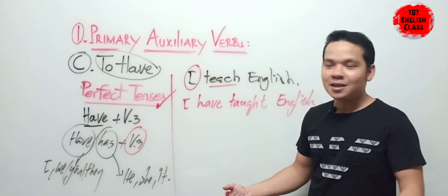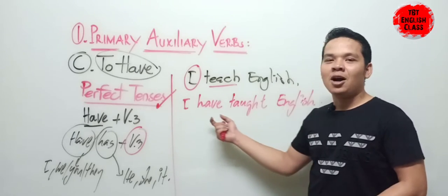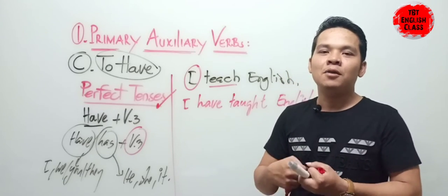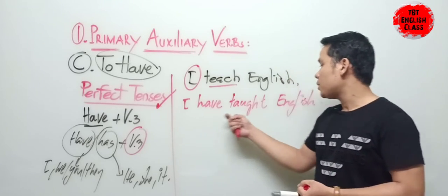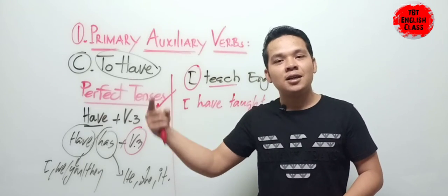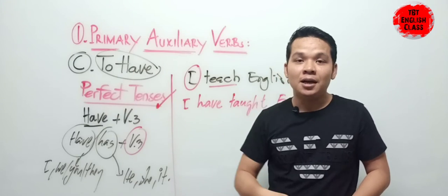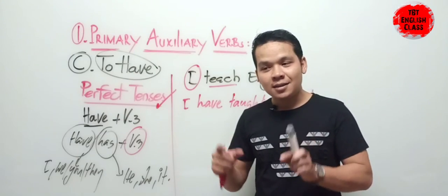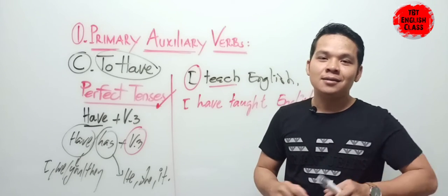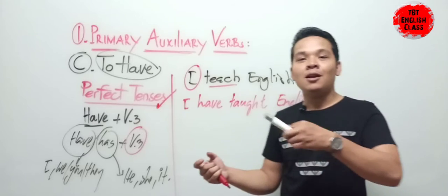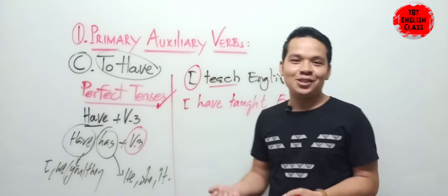I always teach English. But this one, I have taught English, means we talk about a long duration or long action. I have taught English for a long time. You can see, I have taught English for a long time, not only now. I started teaching English in the past and until now. You get it? Long duration or long situation that I started my work as a teacher. So this one, I have taught English. I talk about the long duration that I started teaching English.